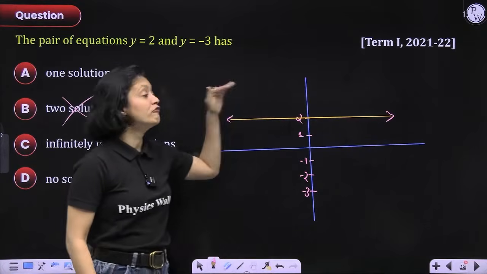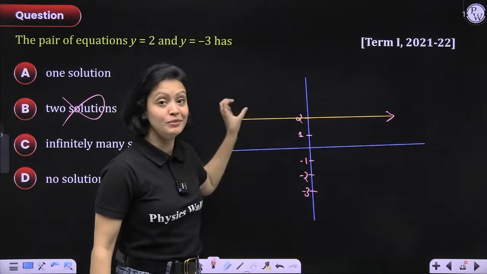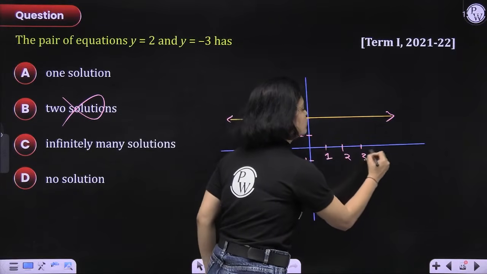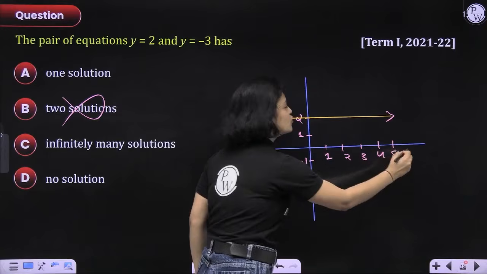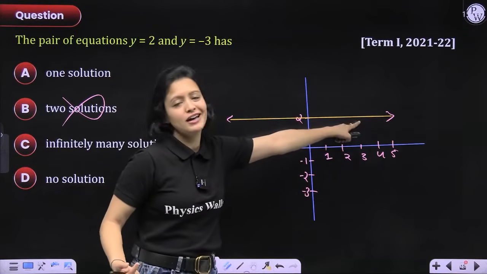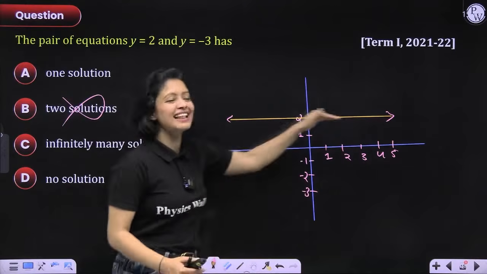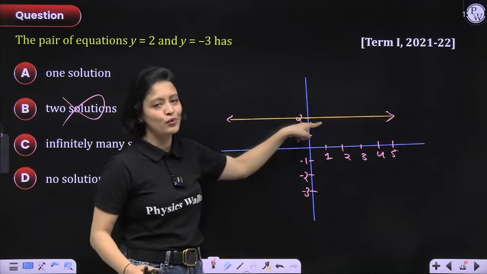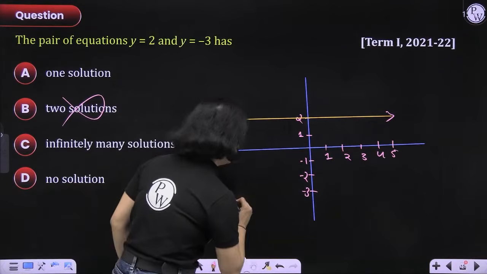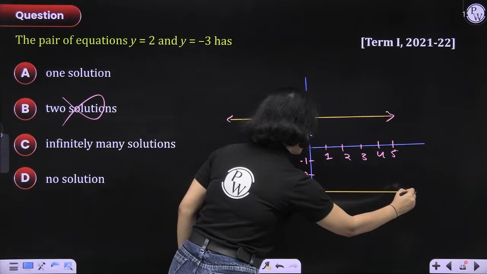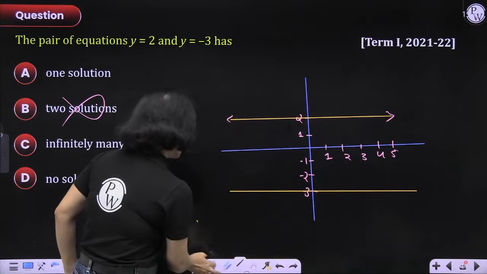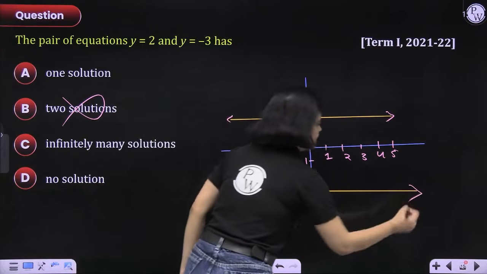Why? Because see, the y coordinate is fixed. It will be 2, right? But x coordinate is not fixed. It can move on, right? So for x is equals to 1, y is still 2. For x is equals to 2, y is still 2. For x is equals to 3, y is still 2. So that's why you get a line parallel to x-axis passing through point 2, right? Now similarly, y is equals to negative 3, everyone. This is y is equals to negative 3, yes or no? A line passing through negative 3 and parallel to x-axis, right?